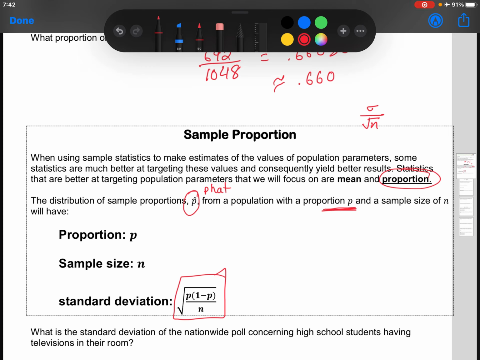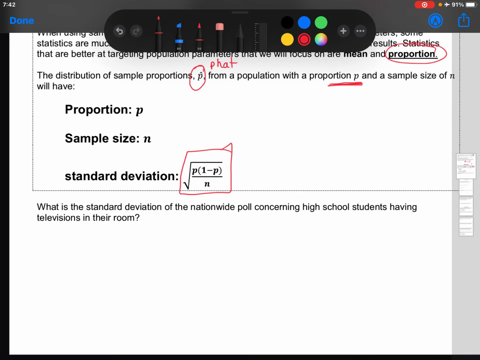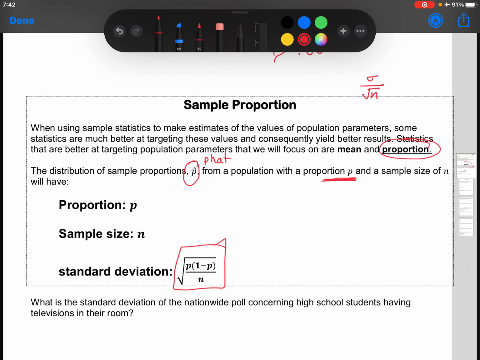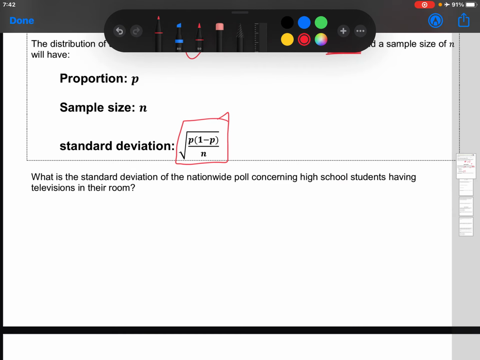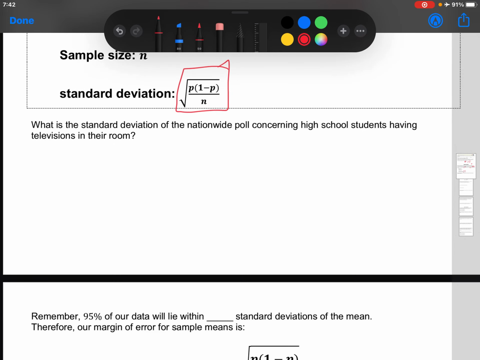And a sample size of n will have proportion p, sample size n, and standard deviation is this formula. Again, you have 2 formulas, and eventually you'll see which one to pick. Depending on what you're given, you will decide which one to pick. Today we are going to be working with our sample proportion. So let's go. It says, what is the standard deviation of the nationwide poll concerning high school students having a television in their room? So standard deviation, I told you this is the formula.